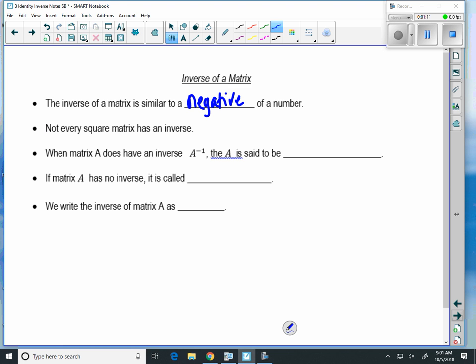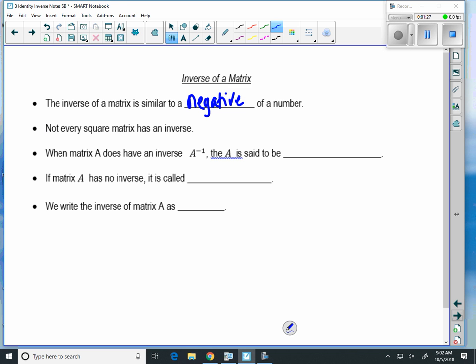What does it mean for a matrix to be square? Give me an example of a square matrix. 2 by 2. Okay? Same on the top and the bottom, or in the column. Or 3 by 3, or 4 by 4.